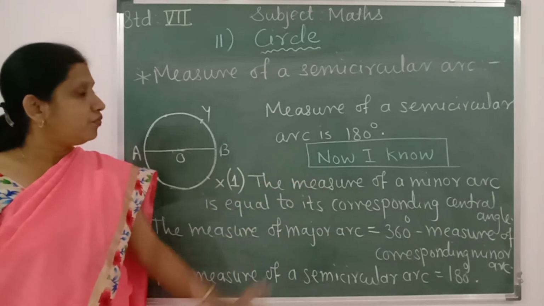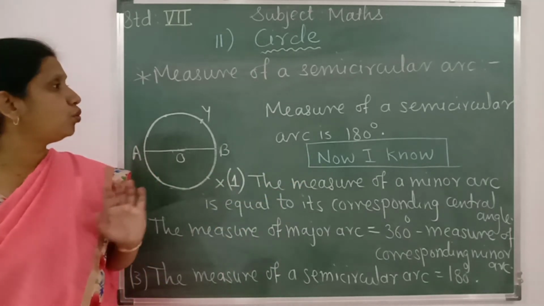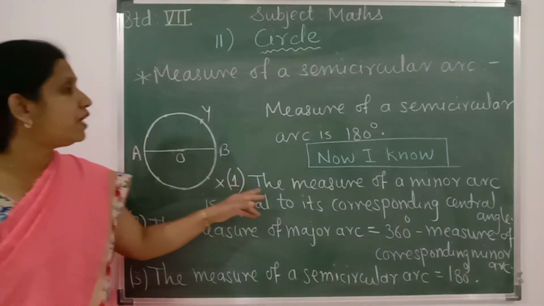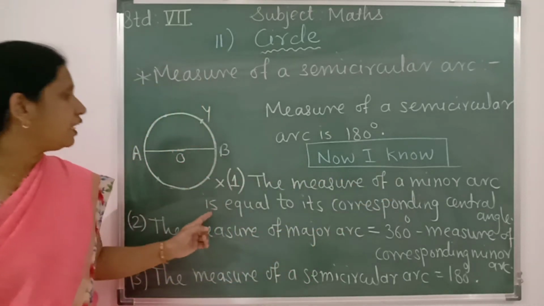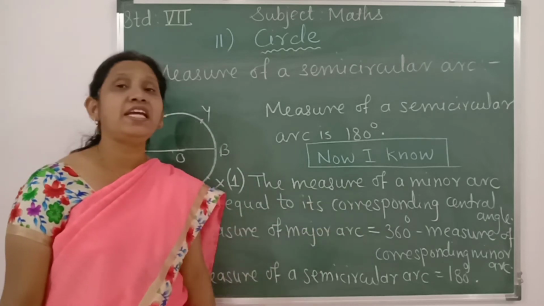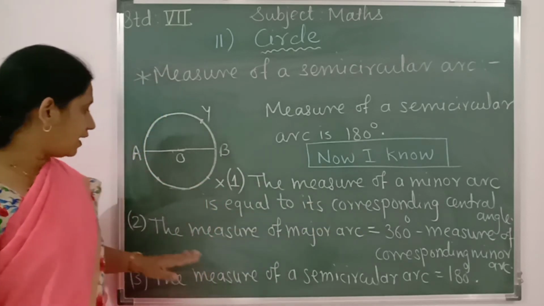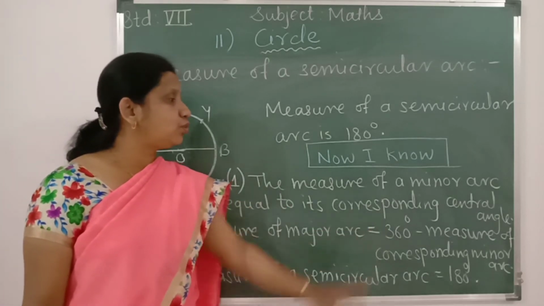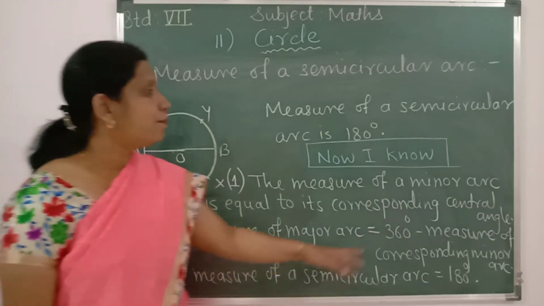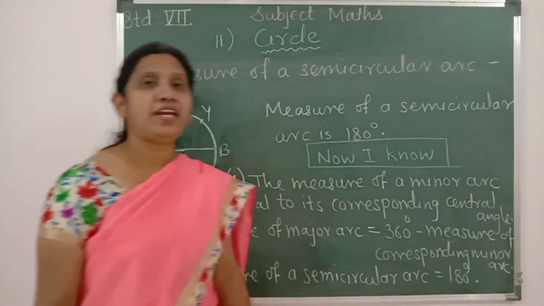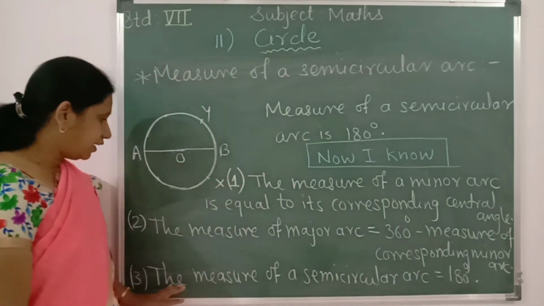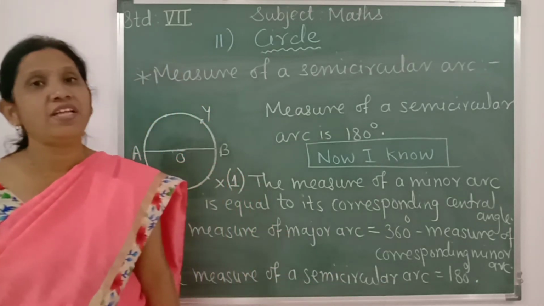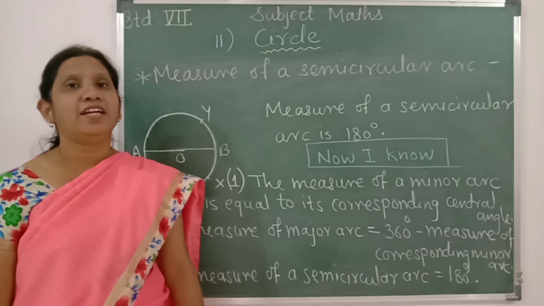So we have studied three important rules. Rule number 1, the measure of a minor arc is equal to its corresponding central angle. The second rule is the measure of a major arc is equal to 360 degrees minus the measure of the corresponding minor arc. And the third one is the measure of a semicircular arc is always 180 degrees.